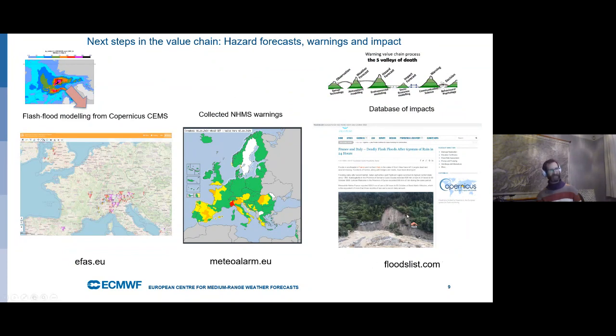And then the tricky point is how to verify the impact and how to use that information.